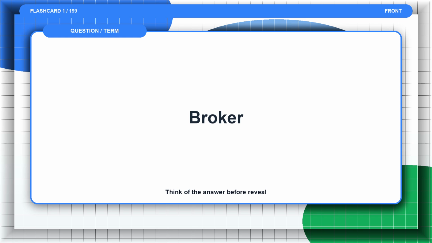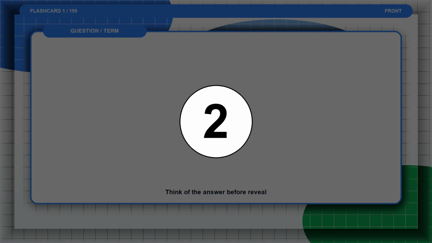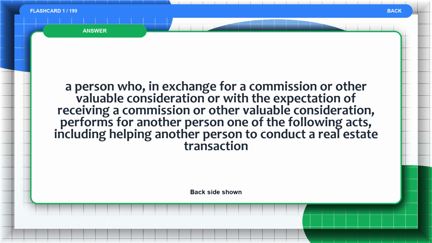Flashcard 1. Broker. Pause and think of the answer before the reveal. The answer is a person who, in exchange for a commission or other valuable consideration, or with the expectation of receiving a commission or other valuable consideration, performs, for another person, one of the following acts, including helping another person to conduct a real estate transaction.